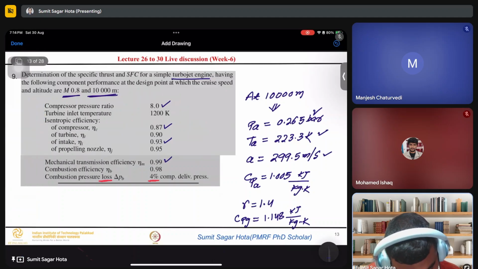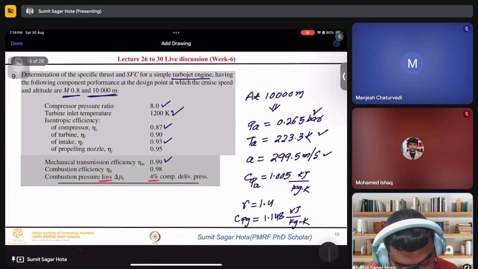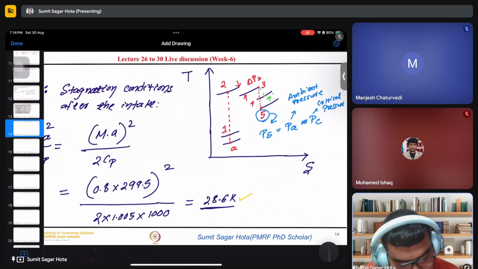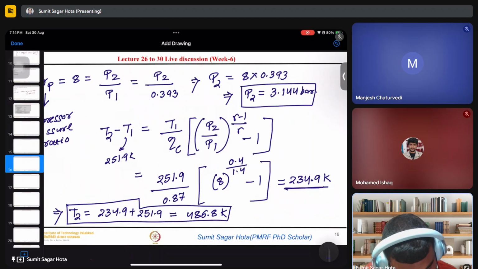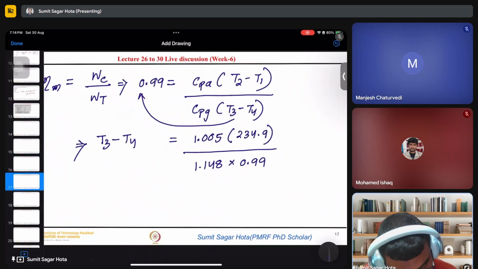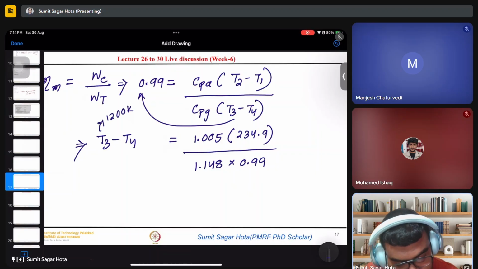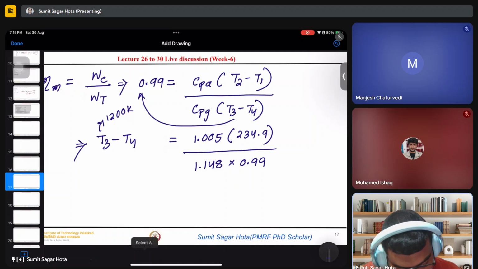Any other temperatures given? Yes, one very good temperature at least is given: the turbine inlet temperature. You know very well 3 to 4 is the turbine, so the inlet to the turbine is point 3. That means in the question the turbine inlet temperature is given, so T3 we have now at least. T3 is 1200 Kelvin.